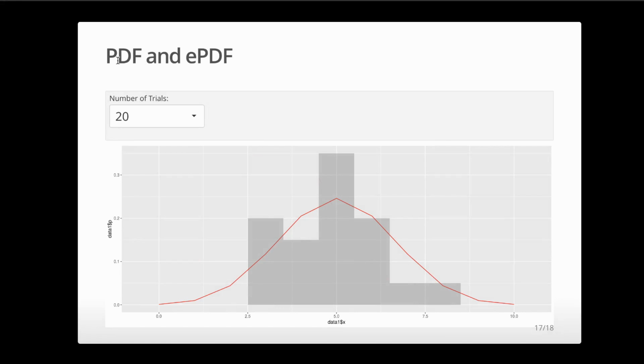This red line is the PDF, the probability density function that's coming from theory. And then the empirical, the ePDF. So E here stands for empirical. What do we actually get when we try it?